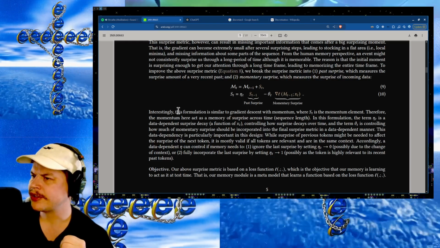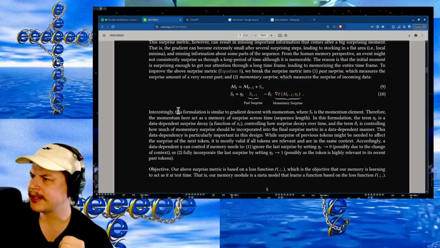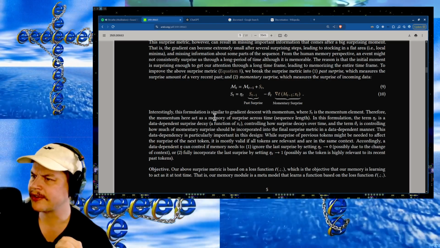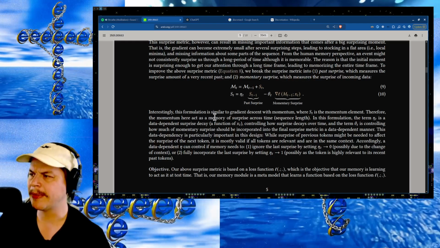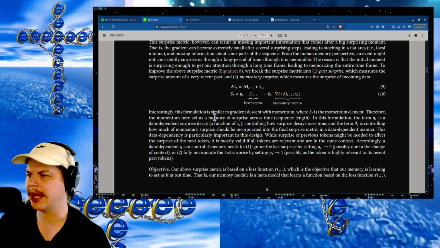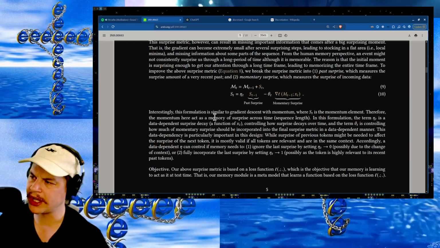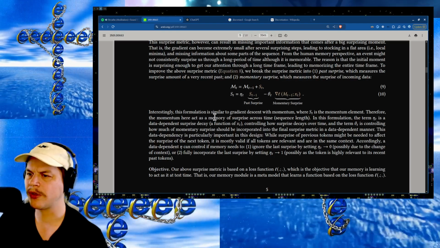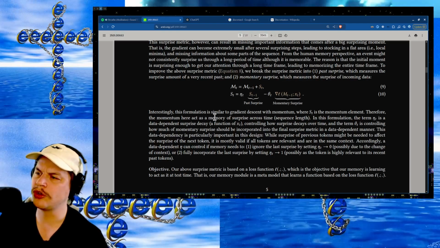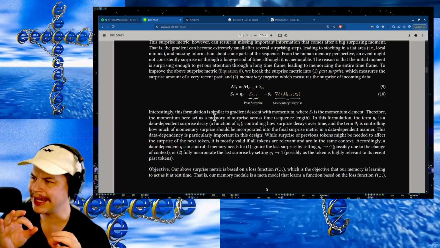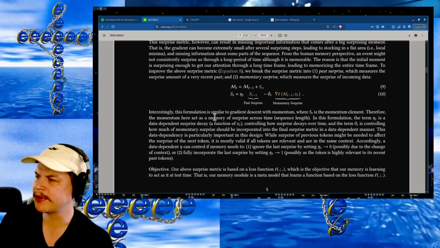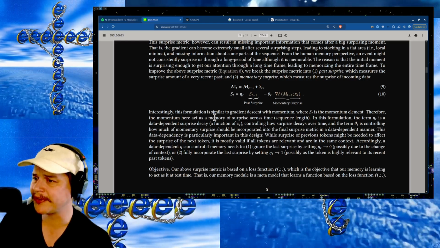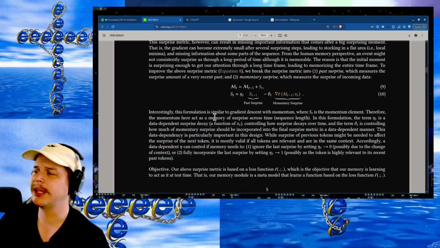Interestingly, this formulation is similar to gradient descent, where S_t is the momentum element. Therefore, the momentum here acts as a memory of surprise across the time sequence length. In this formulation, the term η_t is a data-dependent surprise decay, a function of x_t, controlling how much surprise decays over time. And the term θ_t is controlling how much of momentary surprise should be incorporated into the final surprise metric in a data-dependent manner. This data dependency is particularly important in this design. While surprise of previous tokens might be needed to affect the surprise of the next token, it is mostly valid if all tokens are relevant and are in the same context.